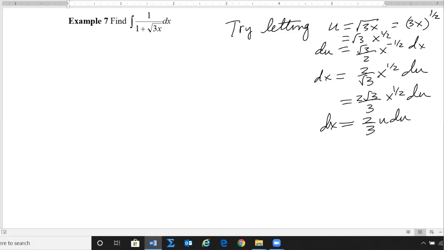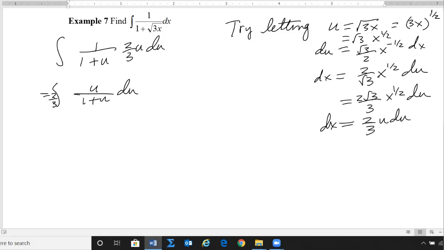Now let's come over here and change this out and see what we get. We get a 1 plus u underneath, and a 1 like that. Dx is 2/3 u du. So this thing is equal to, we'll put that 2/3 out in front. So we have just a u over 1 plus u du.